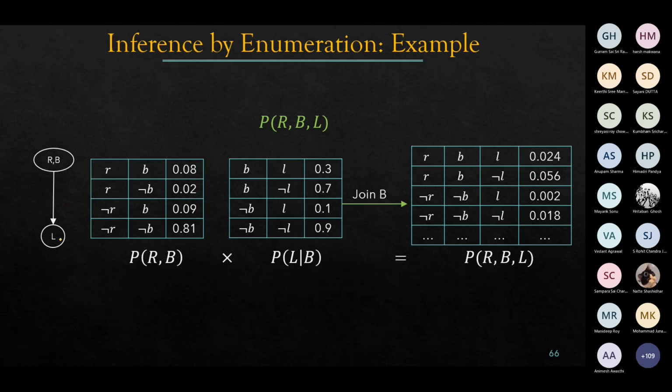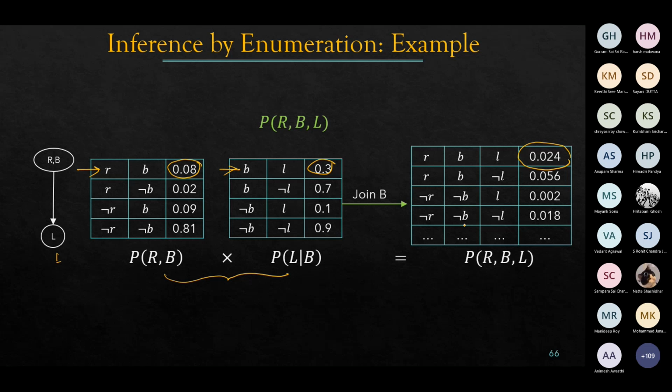Now we have got RB and the dependent node is L, right? Now what we'll be doing, we'll be again performing a join over B, right? As we perform join over B, we'll be taking this row and multiplying this row with this row. And if we do that, we'll be getting the entry for R, B, L all to be positive. And the only thing that we'll be doing, we'll be multiplying this probability to get 0.024.